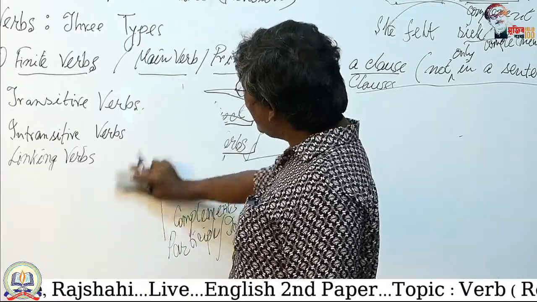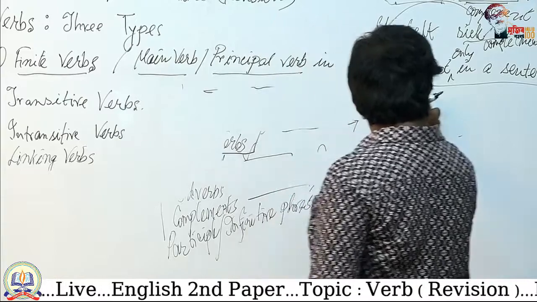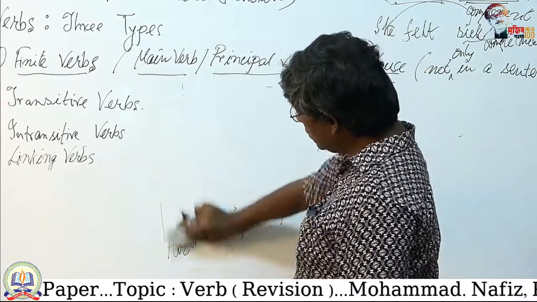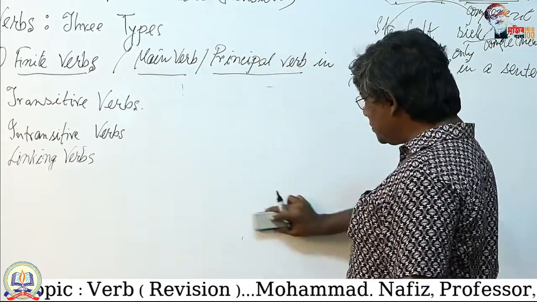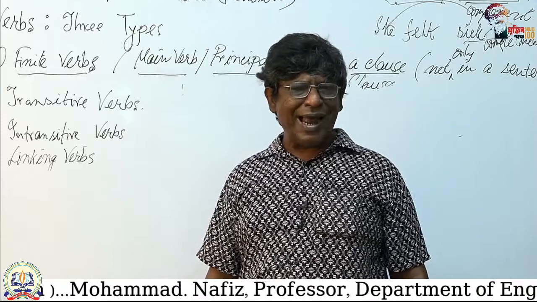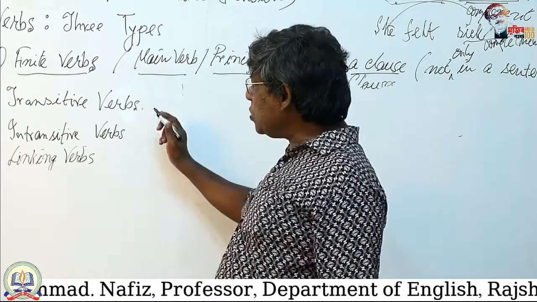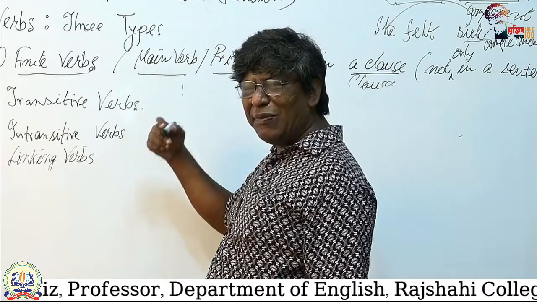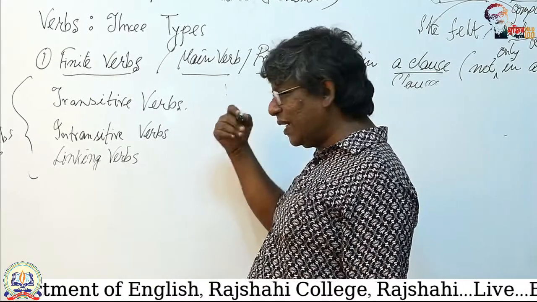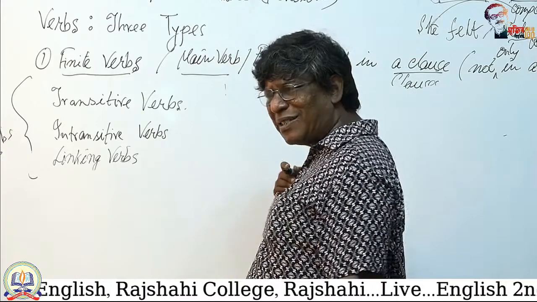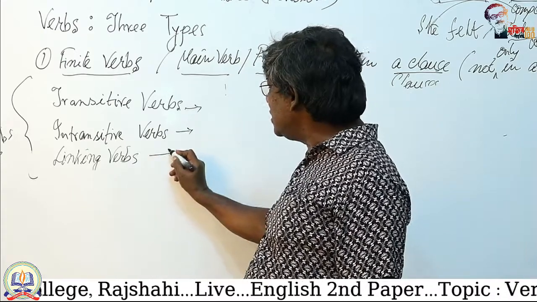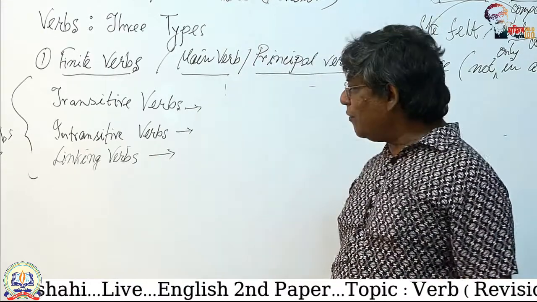I have written on the whiteboard that we have three types of finite verbs. They are transitive verbs, intransitive verbs and linking verbs. In order to give you a clear idea about the finite verbs, I have discussed the units of a sentence, because you need to know the units in a sentence to determine different types of finite verbs.